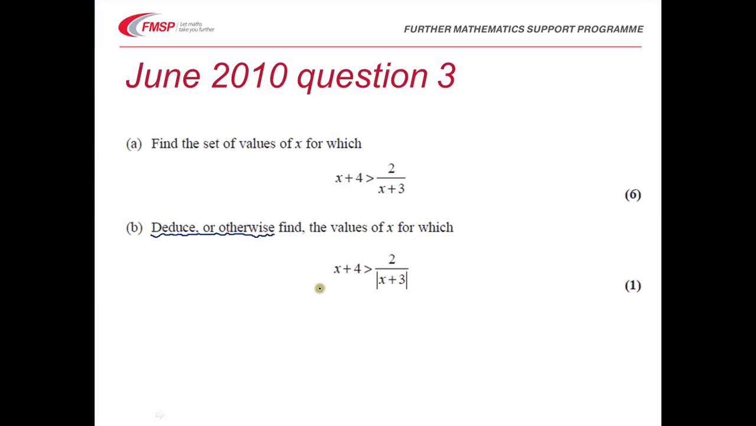Really, when they say "deduce or otherwise", or "hence or otherwise", they're giving a big hint that using the first part of the question is going to make it easier. And in this question, there's another big hint over here, and that is that the second part of the question is only worth 1 mark. You don't want to be starting again from scratch to solve that inequality. You need to be using what you've done in part A.